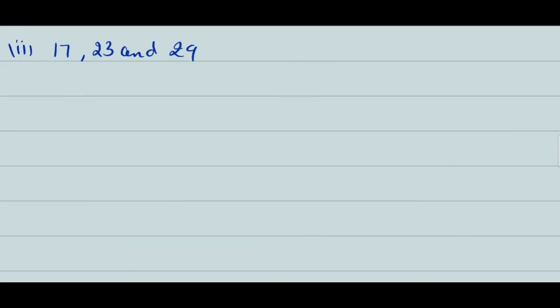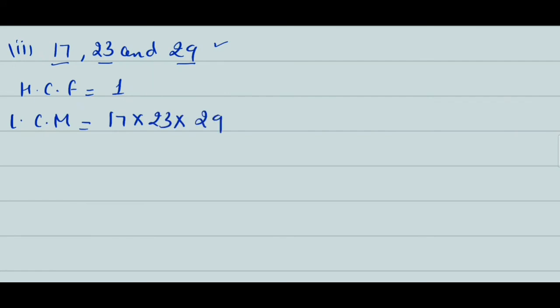Next question we have, find the HCF and LCM of these three numbers 17, 23 and 29. We know all these three numbers are prime. So the HCF of prime numbers will be 1 because we do not have any common factor except 1 in these numbers. So 1 is the HCF of these three numbers and the LCM will be the multiplication of these three numbers. If I multiply these three numbers, this will become equal to 11339.